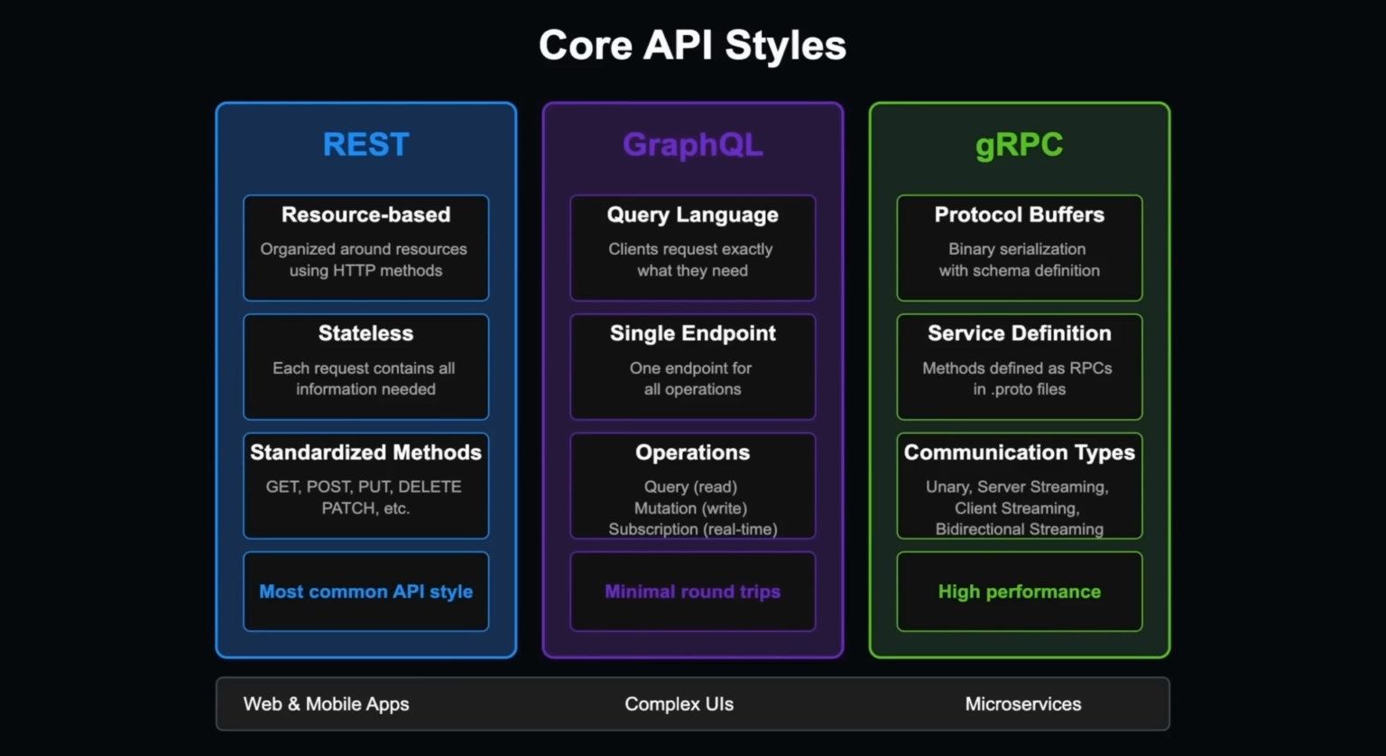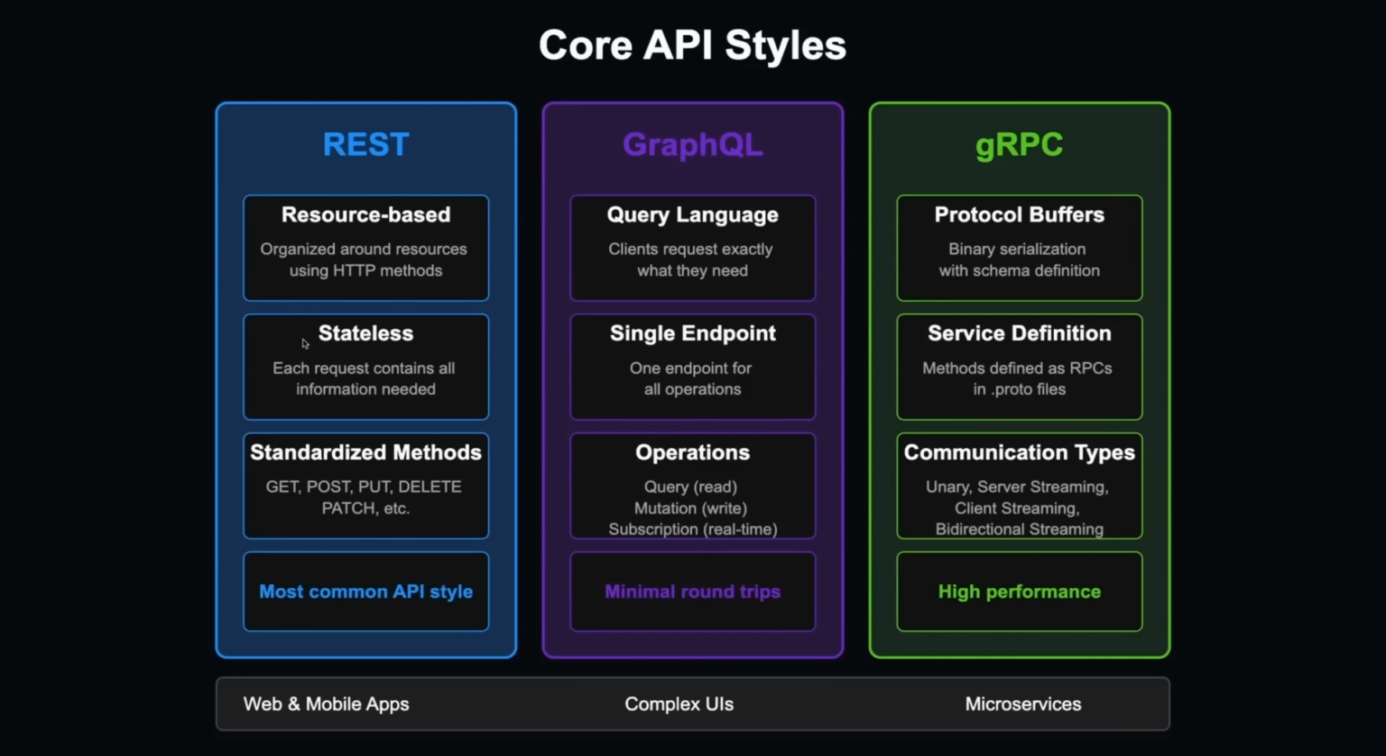Now let's focus on the most important API styles you will encounter during the design phase. These are RESTful, GraphQL, and gRPC. The most common one out of these is REST, which stands for Representational State Transfer. These type of APIs use resource-based approach by using the HTTP methods as a protocol.